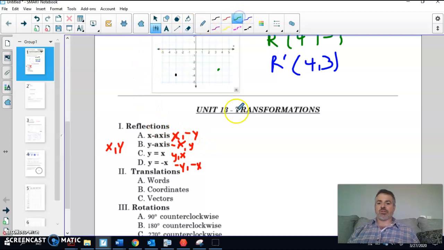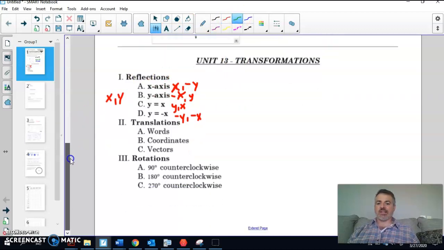Then we looked at translations. Again, these are just sliding. Here you're just using words. Coordinates use these parentheses, and then the vectors use these, and you just kind of steal the numbers from the coordinate ones. And then last we did those rotations, and that's what we just did on the warm-up.